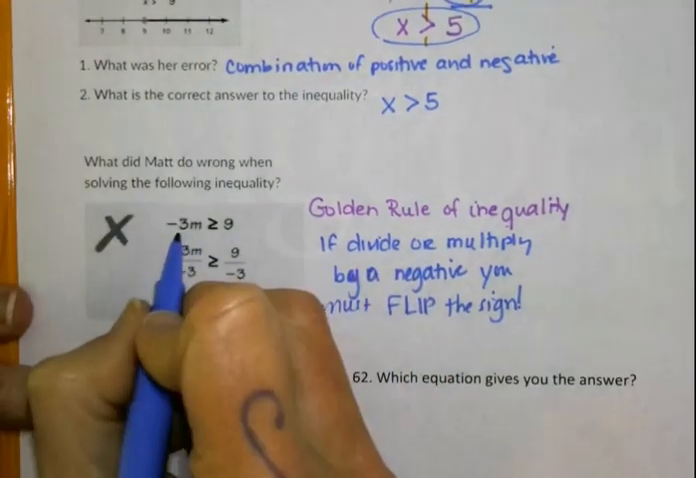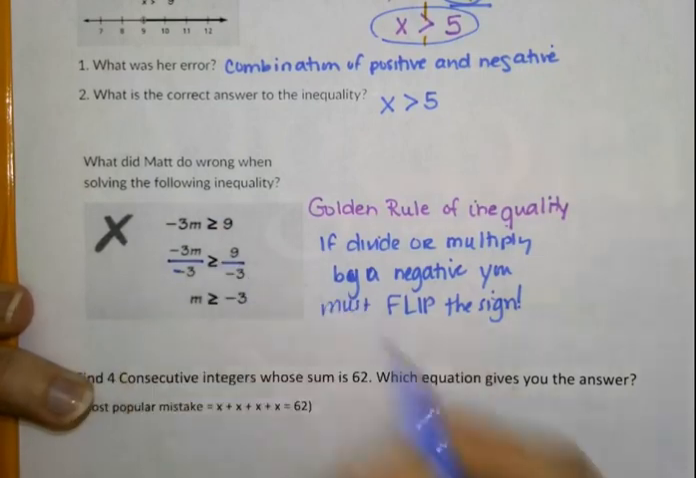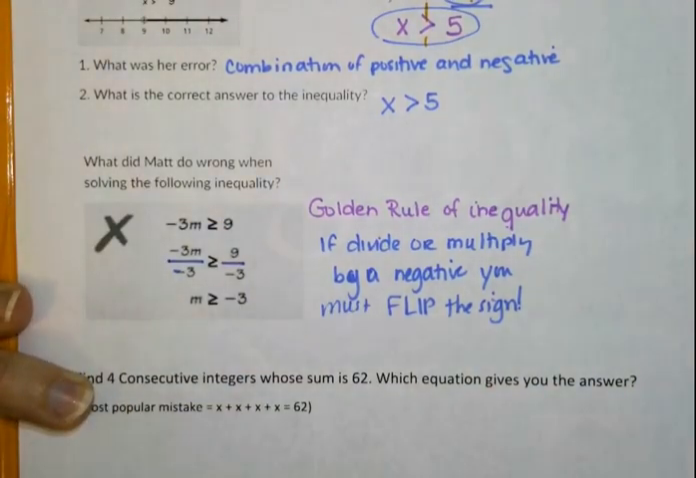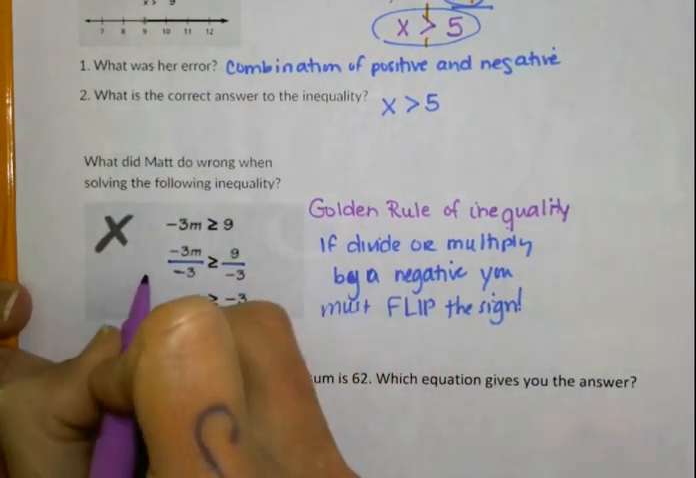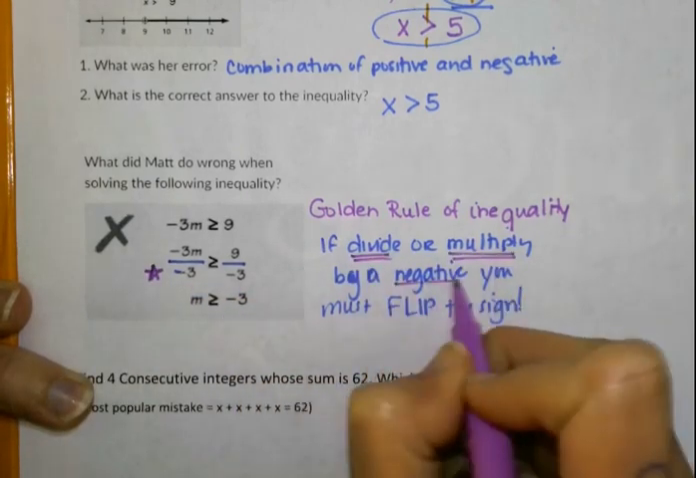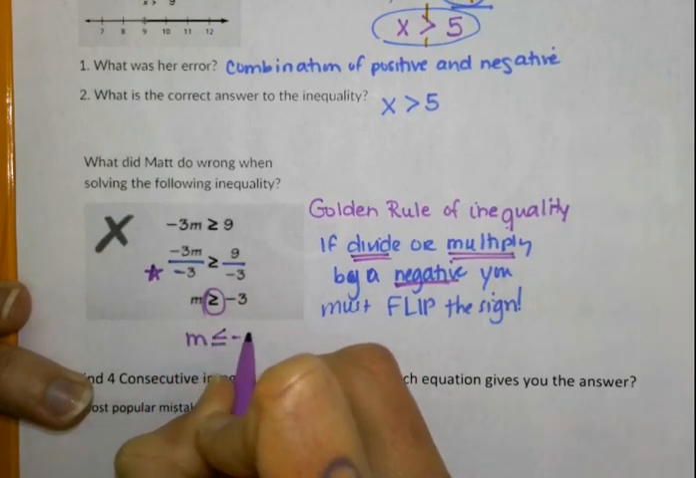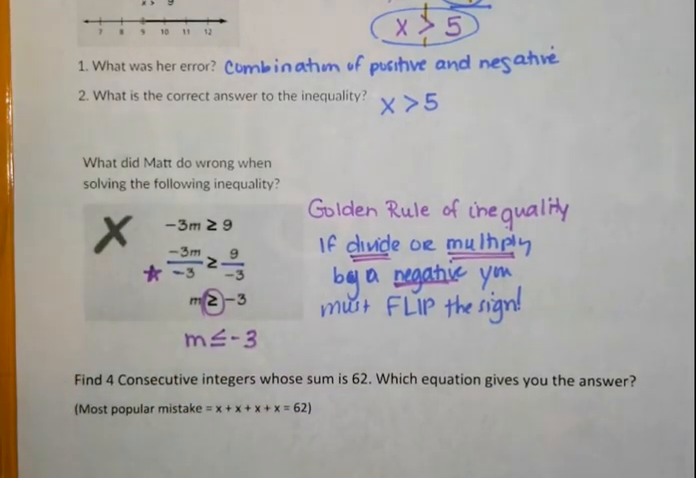So we have that -3. That is a -3 times n. So we did divide by -3, which is perfectly great. That's the inverse of multiplication. The problem is that because that's a division of a -3, remember, divide or multiply by a negative, you have to flip the sign. So the correct answer would be m is less than or equal to -3. So her error, this was a multiple choice question, was that she did not flip the sign, or he did not, sorry, it was Matt, because of the golden rule of inequalities. Did not flip the sign because they divided by a negative.